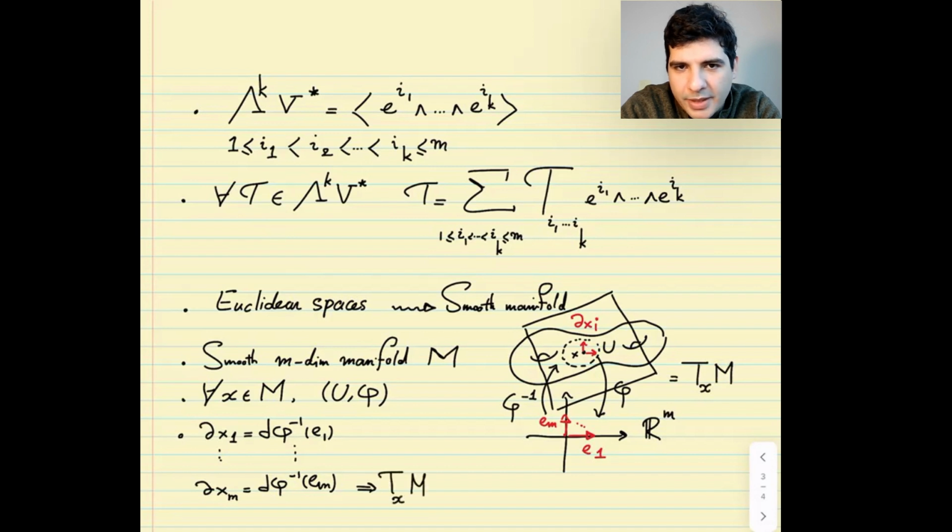Now this vector space is generated by ∂x_1 up to ∂x_m. More accurately, ∂x_1 up to ∂x_m form a basis for the tangent space of M at the point x.